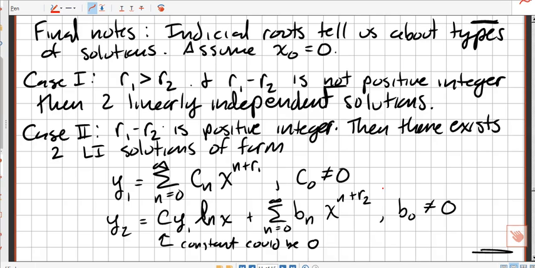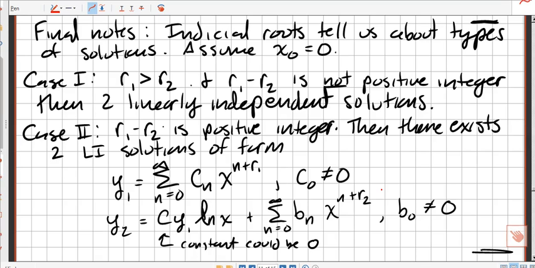Okay, so some final notes here. The indicial roots, the values of those actually tell us what types of solutions we're going to get. And once again, we're always assuming x sub 0 equals 0. So case 1: r1 is greater than r2, and r1 minus r2 is not a positive integer, so it's like a fraction. Then we're going to get two linearly independent solutions, and that's the two examples we looked at, and those are the examples we're going to focus on.